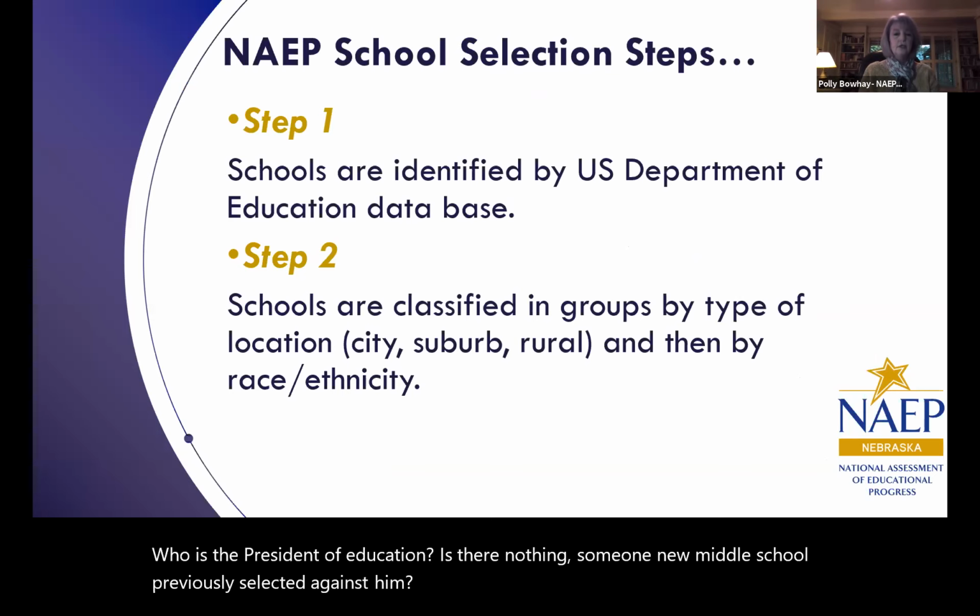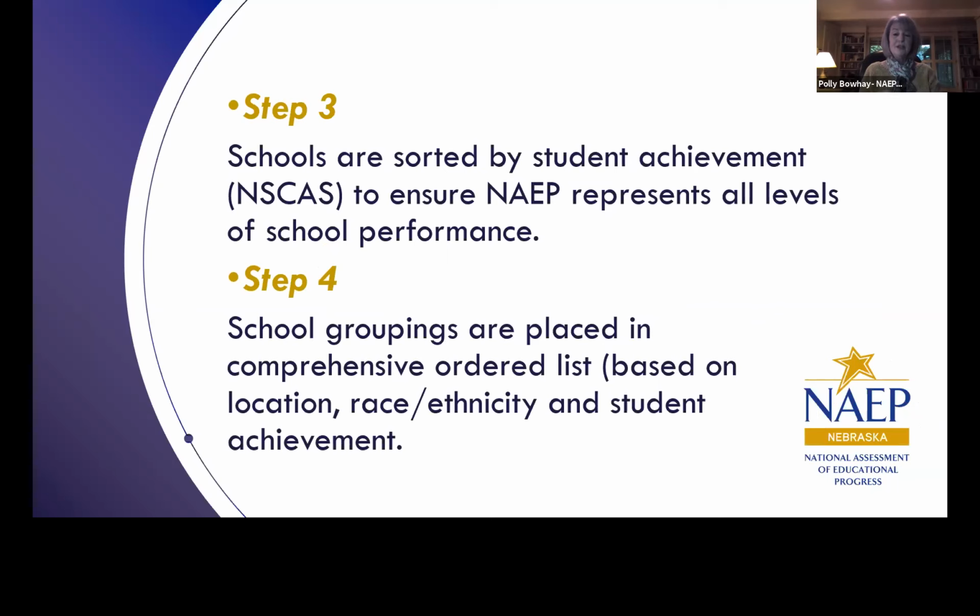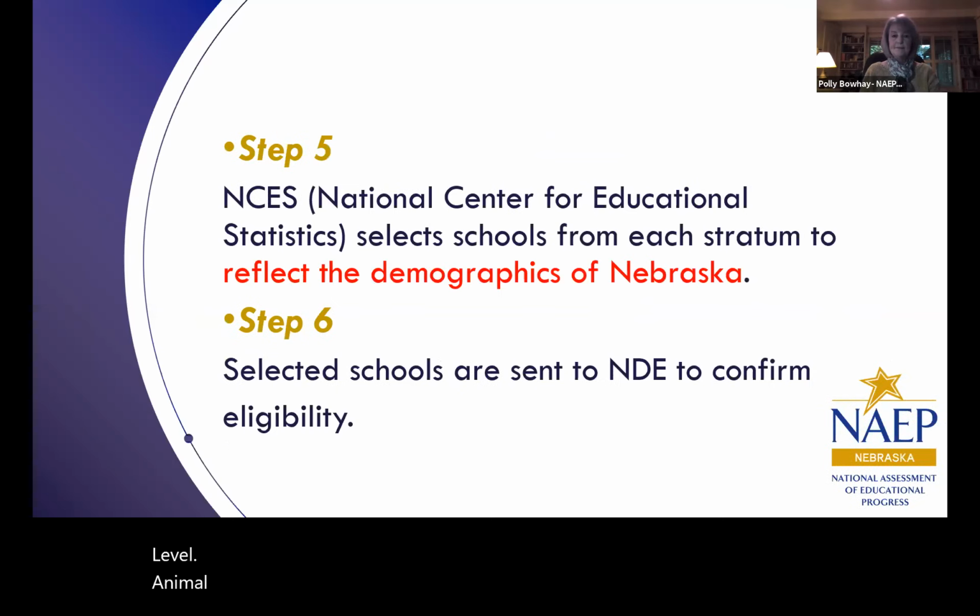They look at city, they look at suburban, they look at rural, and then they look at race and ethnicity. And then they're sorted by achievement, and they use NSCAS scores to do this. So they look at the performance level, and then schools are grouped, and they have an order that they put all the schools in, and they look at those NSCAS scores and all those other kinds of things. And let's go on to step 5.